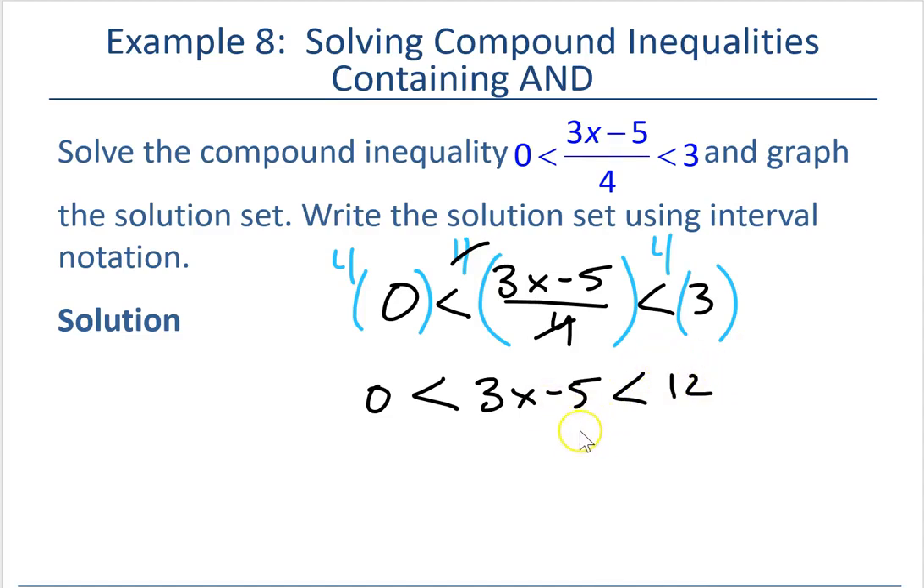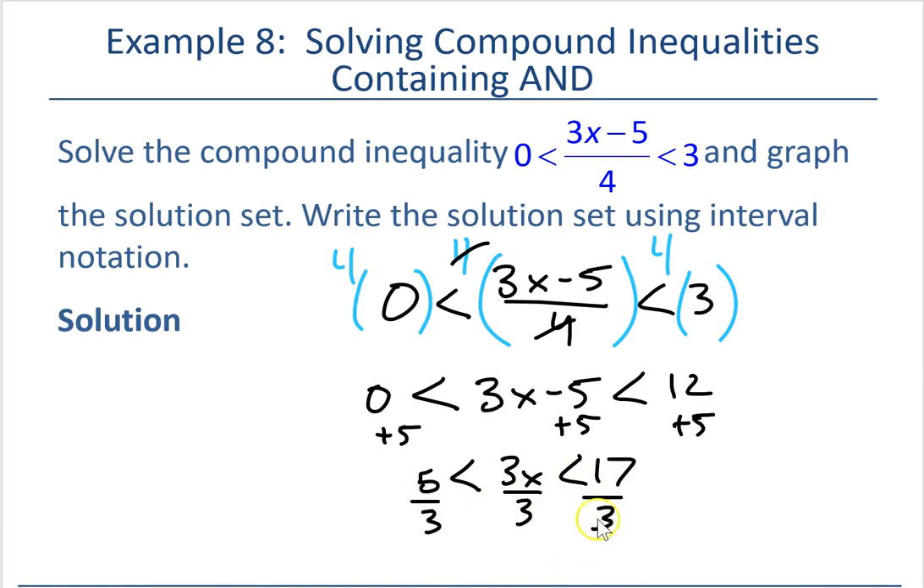Now just get the x by itself. So I'm going to add 5 here, add 5, and then I'm also going to add 5 here. So notice we're solving in two directions now. Then I have 5, 3x, and then I've got 17. So far so good. Start doing the division. Get that x by itself. Once I do that, I've got 5/3, I've got my x, and then I've got my 17/3. Now write the solution set using interval notation.